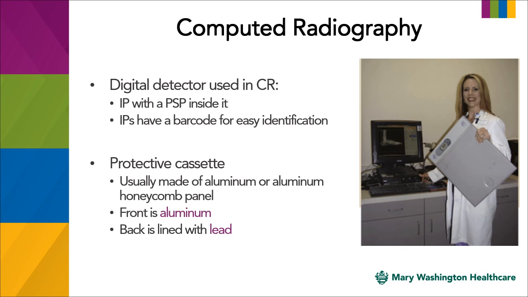So starting off, we have the digital detector used in CR as an imaging plate with a PSP inside of it. Imaging plates have a barcode for easy identification. It has a protective cassette, usually made of aluminum or aluminum honeycomb panel, and the front is aluminum and the back is lined with lead.